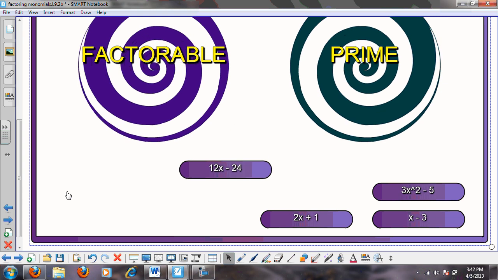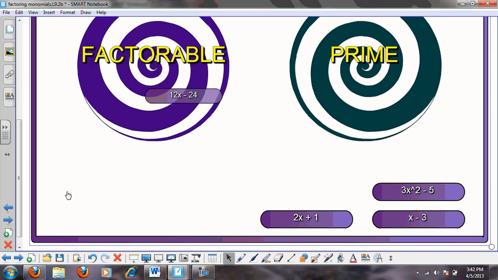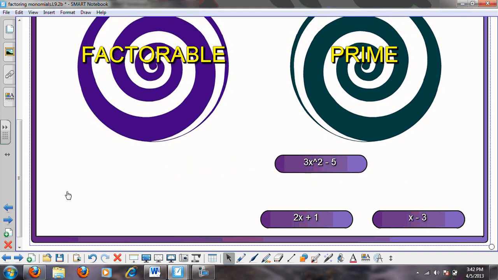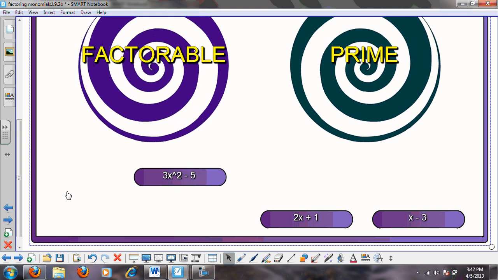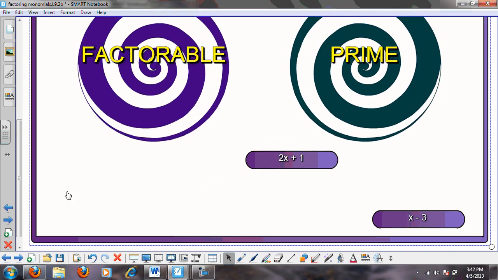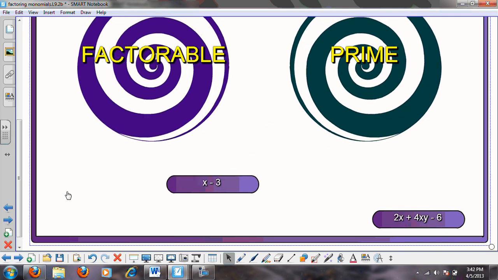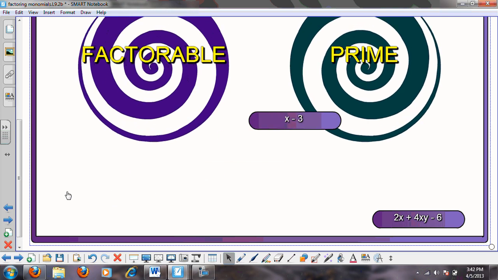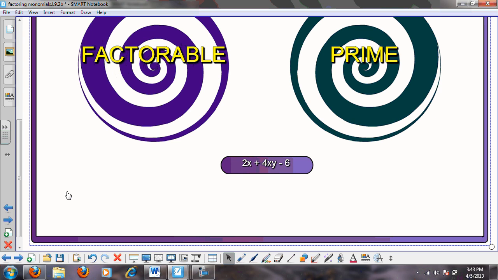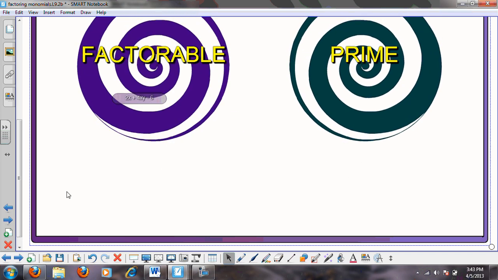12x minus 24, prime, common factor? I hope you said there was a common factor. 3x squared minus 5, prime, common factor? I hope you said prime. 2x plus 1, I hope you said prime. x minus 3, I hope you said prime. 2x plus 4xy minus 6, I hope you said factorable.